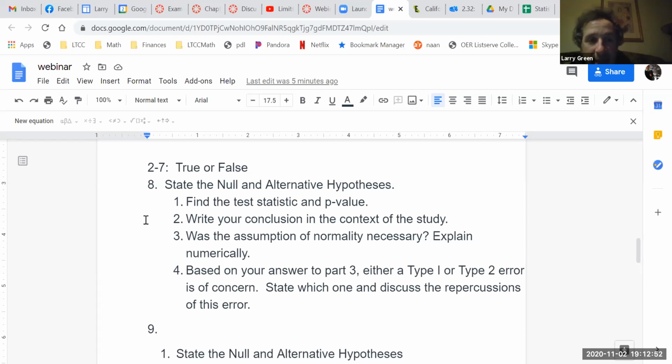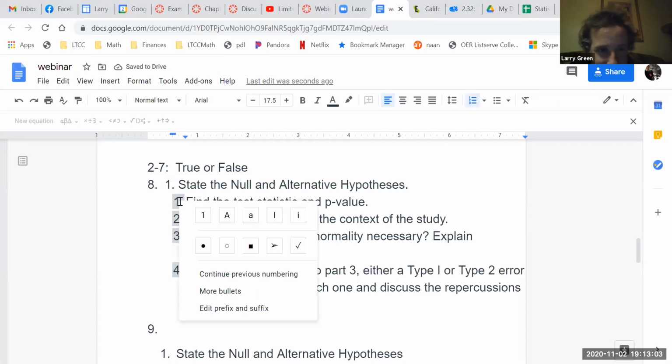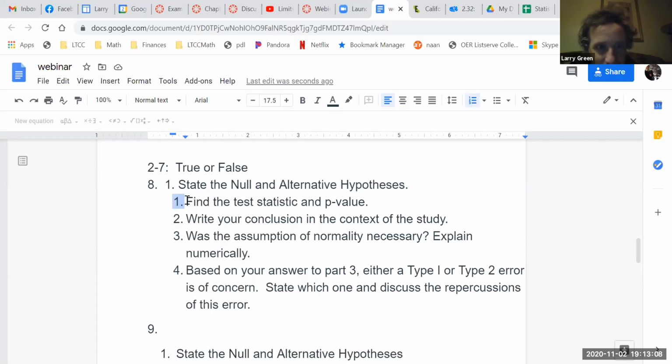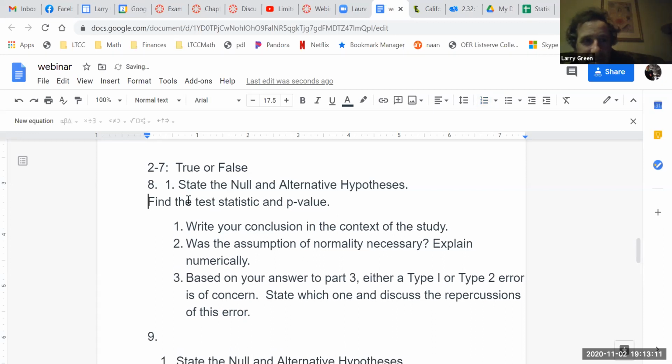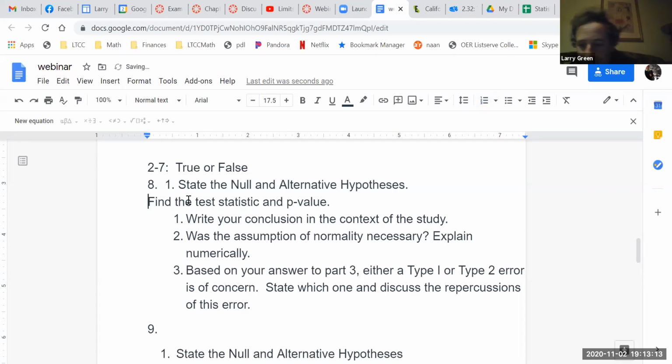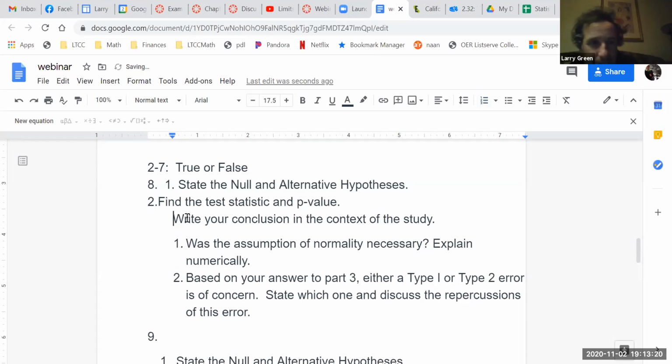Okay. And then it is actually, I think the numbering is wrong here. Number 1 is state. Let me do 1. I wonder if I can change it. Nope. So that'll be number 2. Sorry if it takes a moment. Whoa, 2. And then 3 will be write your conclusion in the context of the study.